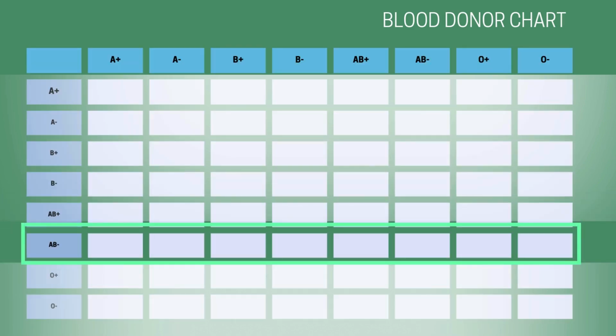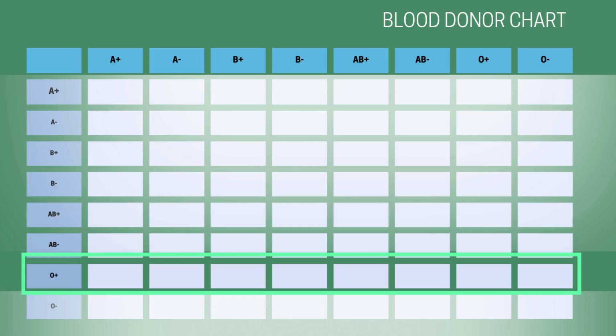Now, for an AB negative patient, they have both A and B antigens, but no Rh antigen. This means they can receive blood from AB negative, A negative, B negative, and O negative donors. They can't receive any Rh positive blood because their immune system could react to the Rh antigen. But since they have both A and B antigens, they don't have anti-A or anti-B antibodies, so those antigens aren't a problem. For AB negative patients, any blood type that's negative for the Rh antigen is safe, as long as it doesn't introduce any new antigens.